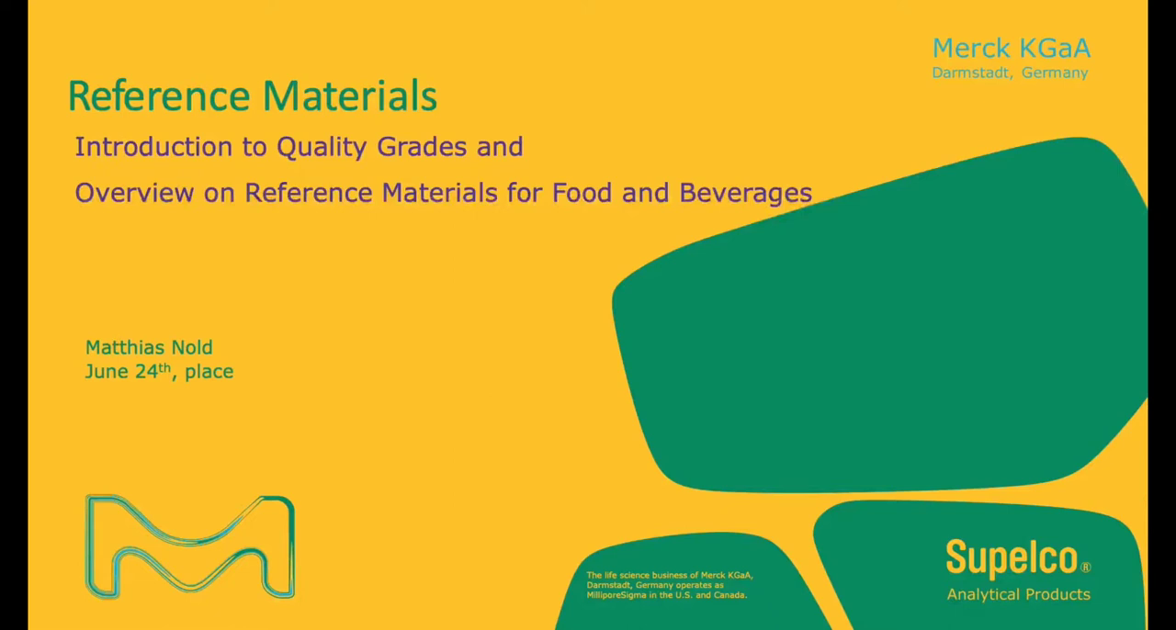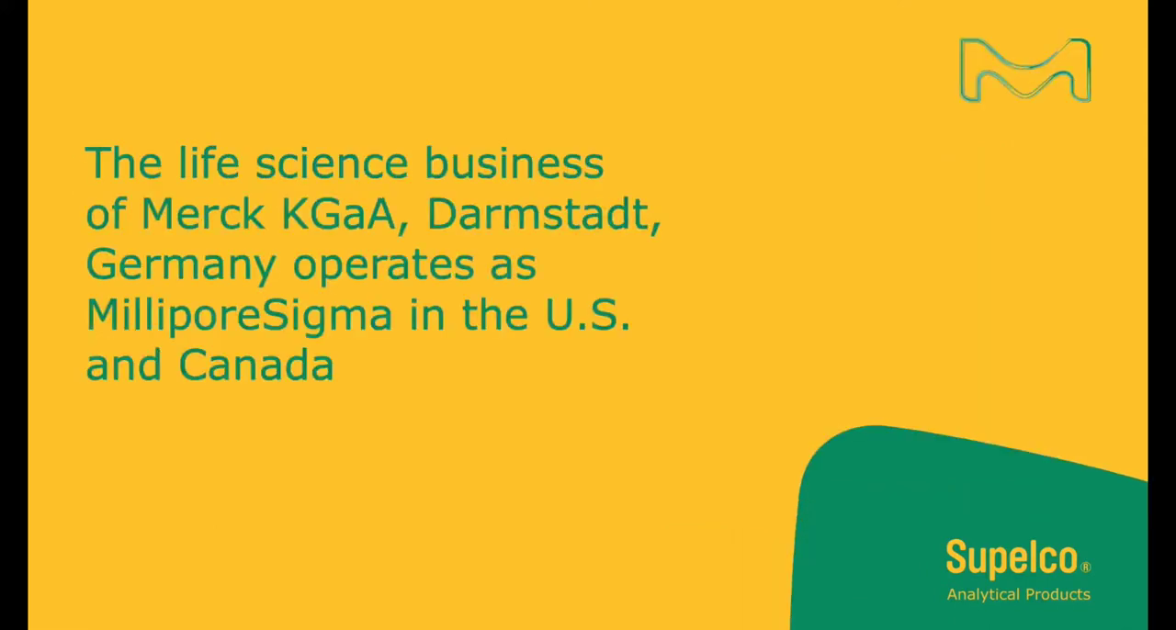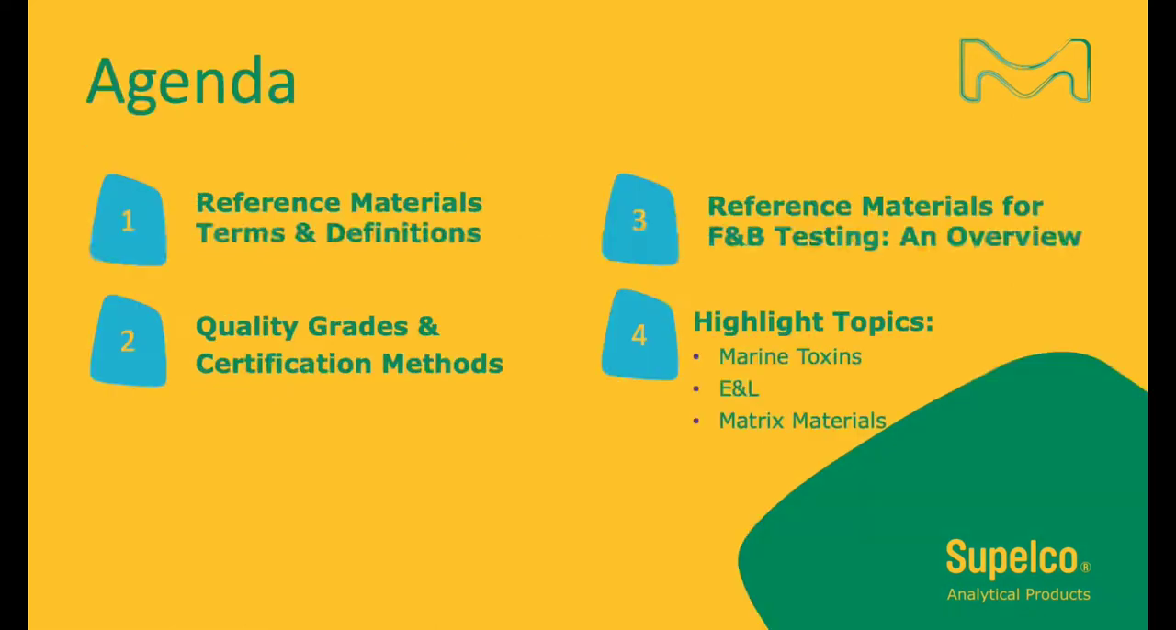Thank you very much. I'm very pleased to have the opportunity to talk today about reference materials in food and beverage testing. Before I start, I have to point out that the life science business of Merck KGaA Darmstadt, Germany, operates as Millipore Sigma in the US and Canada. The presentation consists of a technical part introducing you to some general terms and definitions about reference materials, and an introduction about the different quality grades and certification methods. Then I will show you our range of reference materials suitable for F&B testing and explain how you can find the products. And finally, I am going to show you some highlight product groups a bit more in detail.